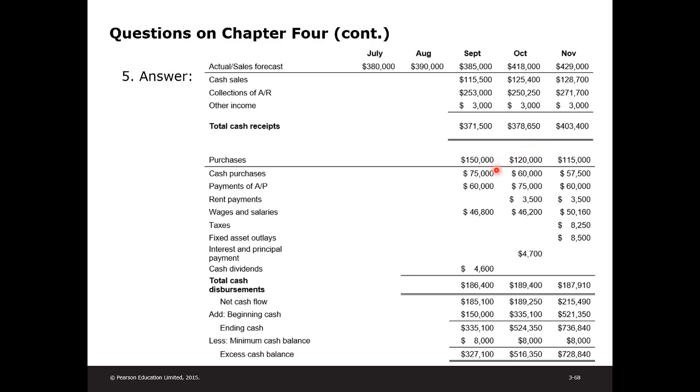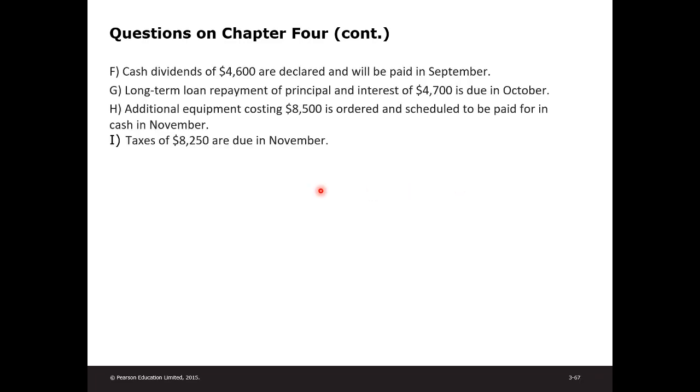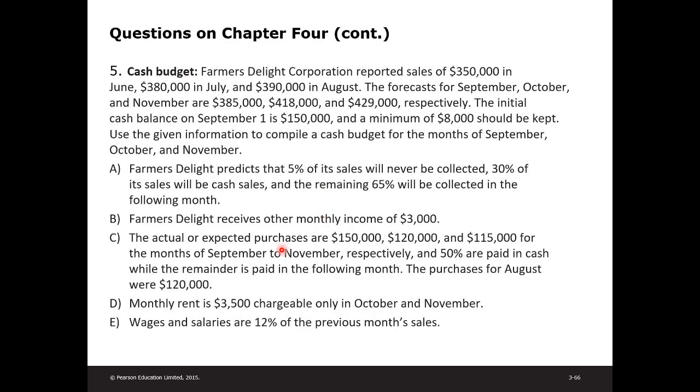Next, we will calculate the purchases for each month, which is the beginning of the total cash disbursements. So we have here the total purchases for each month, then we need to calculate the cash purchase, which is given here. It will be paid 50% in cash, and the remainder will be paid the following month, which is also 50%.